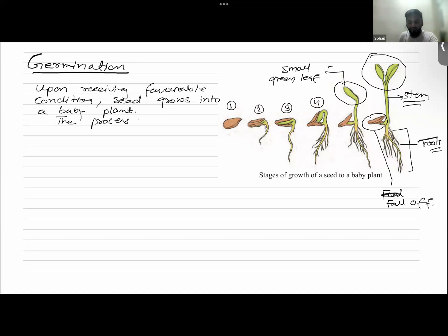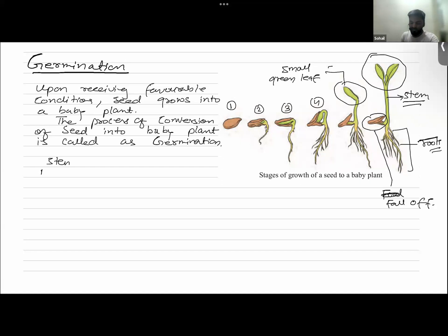The process of, can you read my handwriting? Yes. Okay. Seed into baby plant is called what? It's called germination, right? So first, what are the steps of germination?